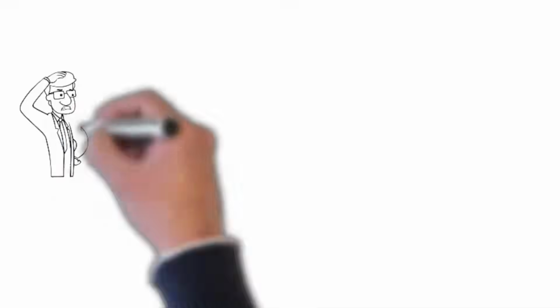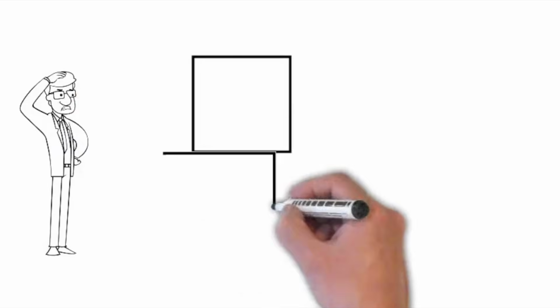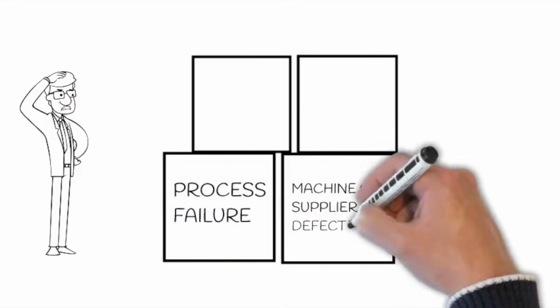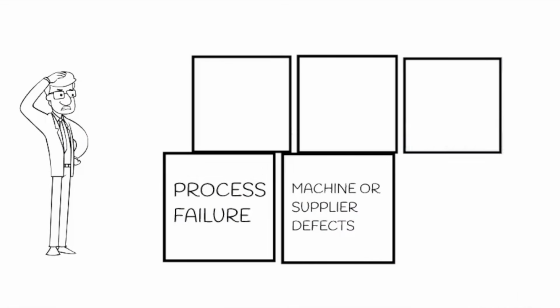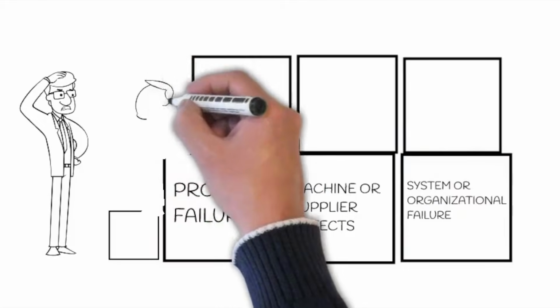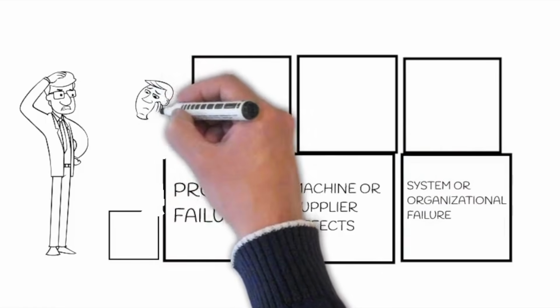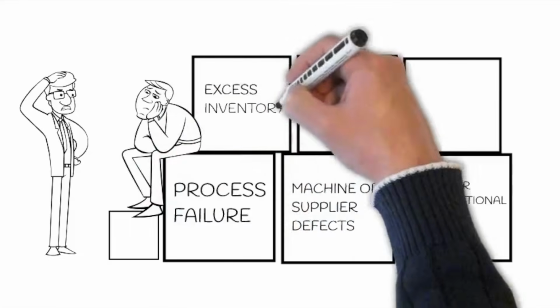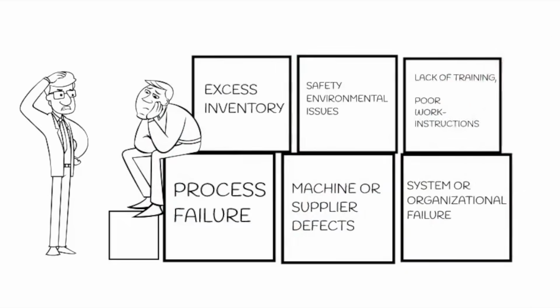Some of the reasons why there is a gap between the current condition and the desired condition are the following: failure in the process, machine and supplier defects, system or organization failure, excess inventory, safety or environmental issues, computer issues, lack of training, or poor written work instructions.